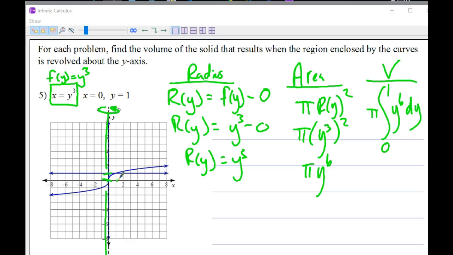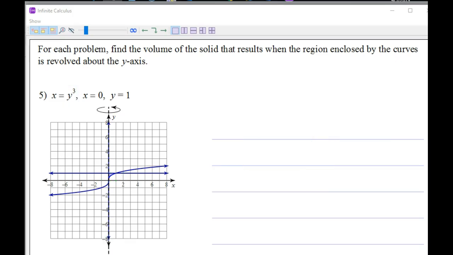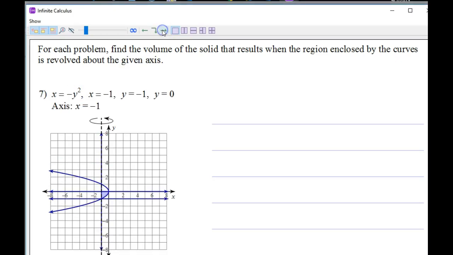All right, let's go ahead and continue the journey. Let's take a look at number 7. Why does it say axis equal x equals -1? That's a good question. That's where they want to rotate it from. I'll show you.